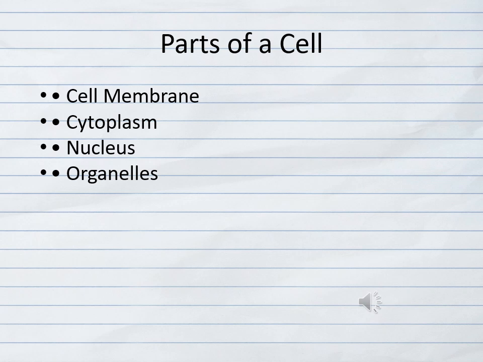Parts of a cell. A cell has different parts that perform different functions. These main parts are the cell membrane, cytoplasm, nucleus, and various organelles.